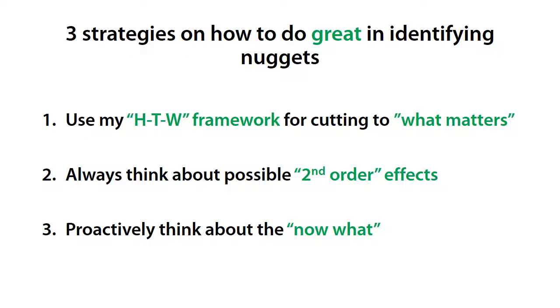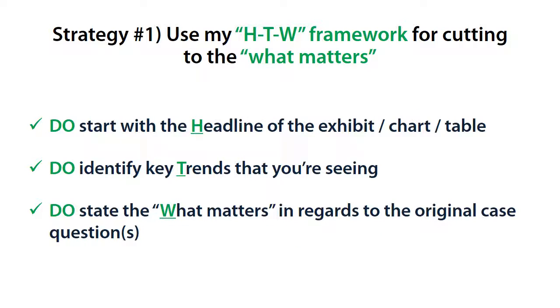Now let's talk about the 3 strategies on how to be great at identifying nuggets. And hang tight because we're going to go into great detail on each of these strategies in the next slides. First, you need to use my HTW framework to help you get to what matters a lot quicker. Second, you need to always be thinking about second order effects, or what I call potential implications or considerations. And third, you should always be thinking about what's next. What else do you want to explore from here?